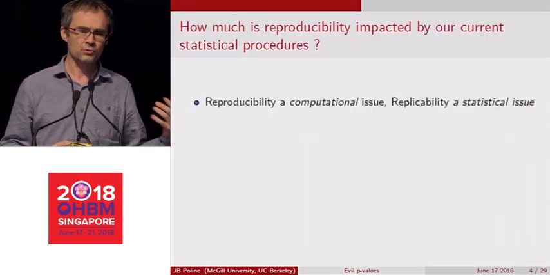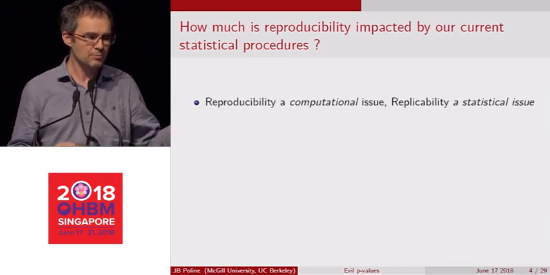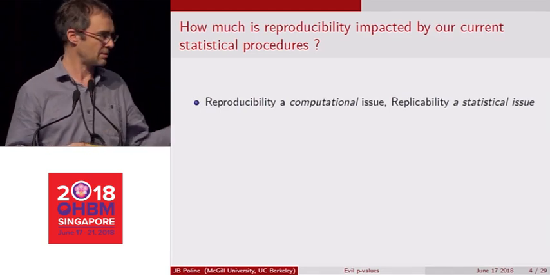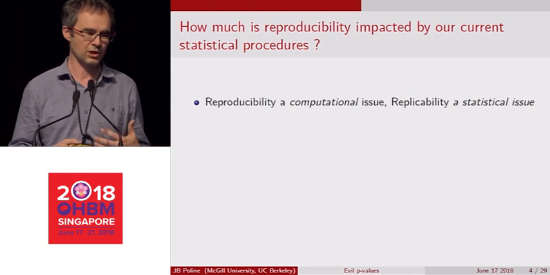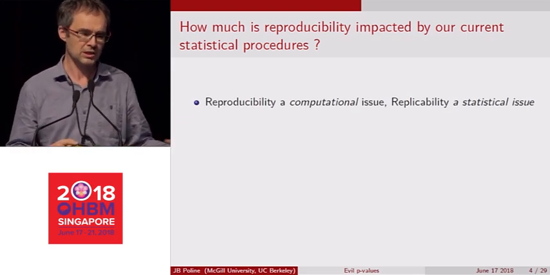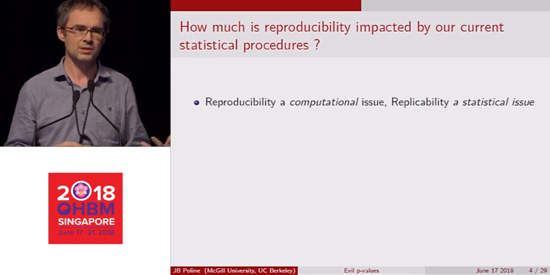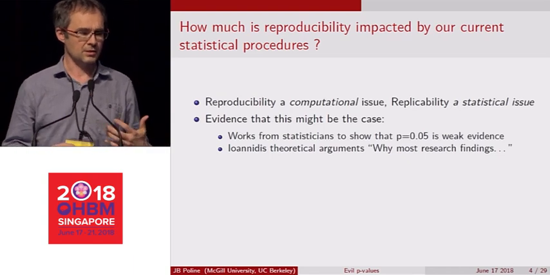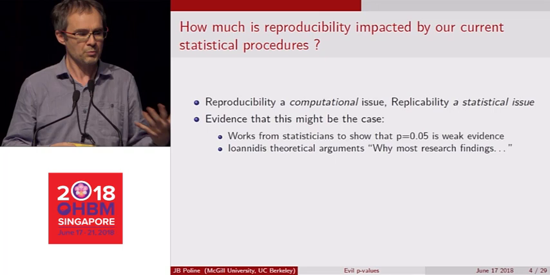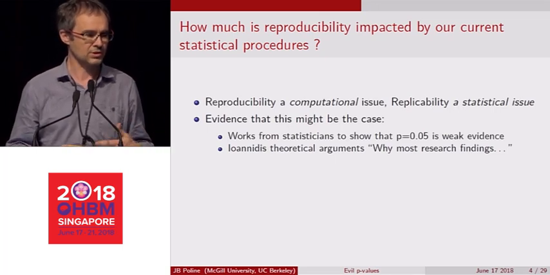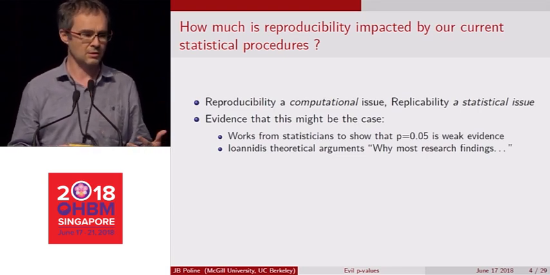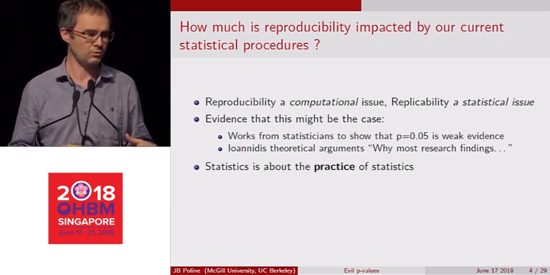So first of all, I'd like to come back to reproducibility versus replicability. Reproducibility is mostly a computational issue, right? And that's all the Docker container aspect that Chris was talking about. It has some statistical aspect, but it's mostly a computational issue. Replicability is really a statistical problem. And there is evidence that replicability is impacted by our current statistical procedures. If you look at the work from statisticians showing that p equal 0.05 is weak evidence, or if you look at Ioannidis' theoretical arguments, you should be convinced by it.